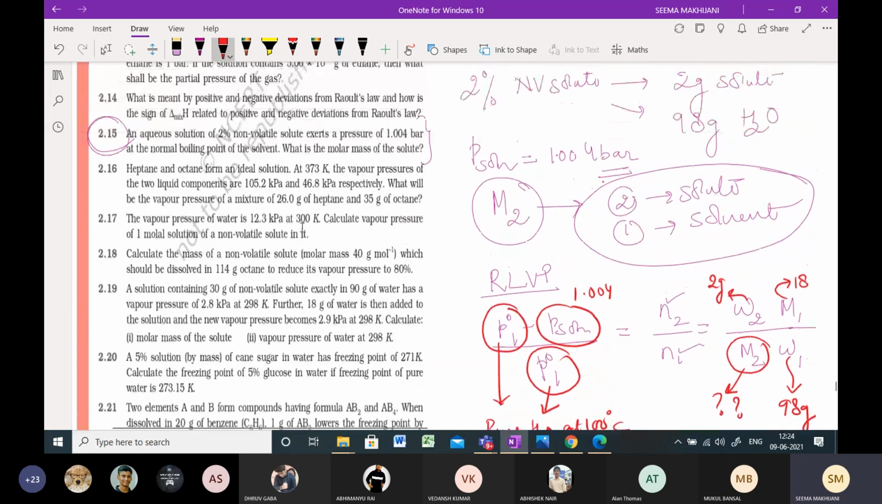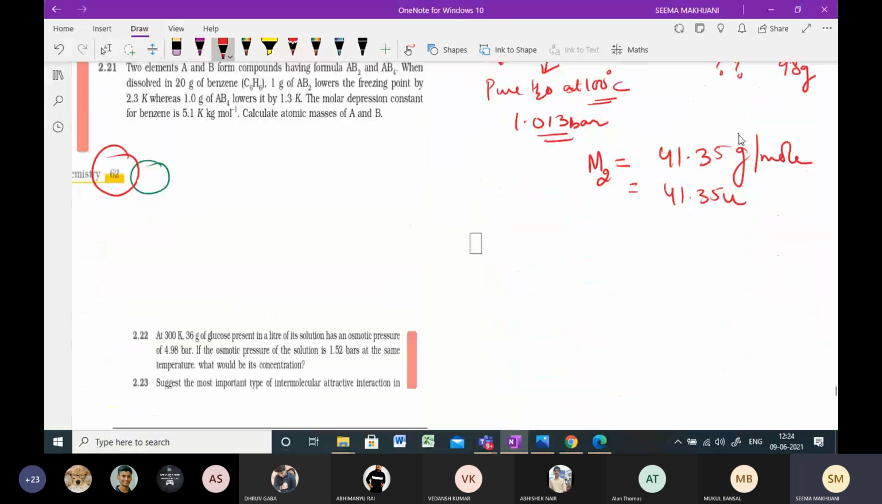Let's read the question once again. It will be wrong, Peter. It is given as molar mass of the solute, which means the correct way is this. Please do not write it in U. Fine. So that was your question 2.15.